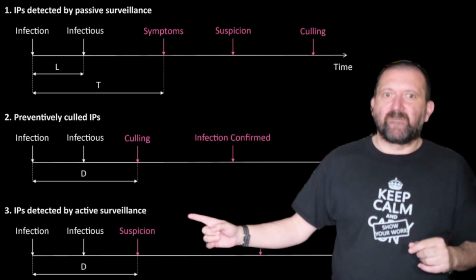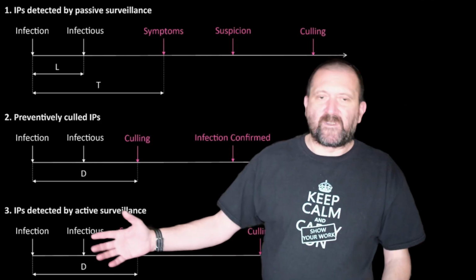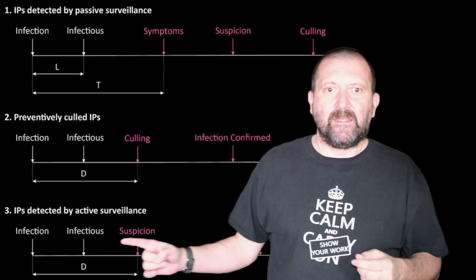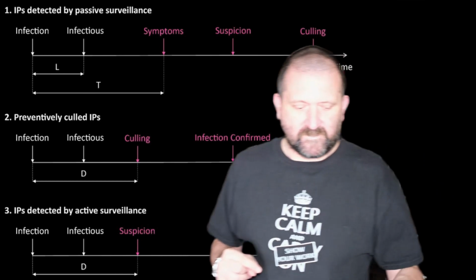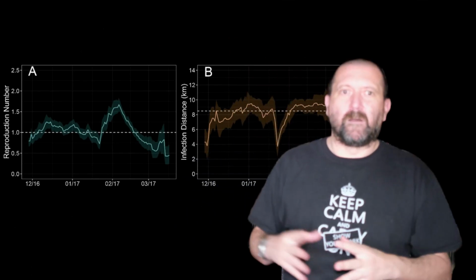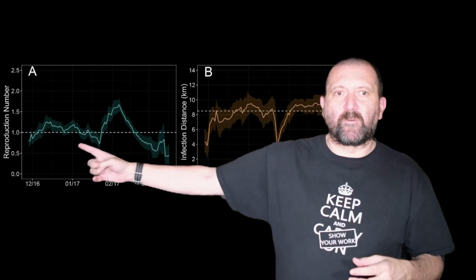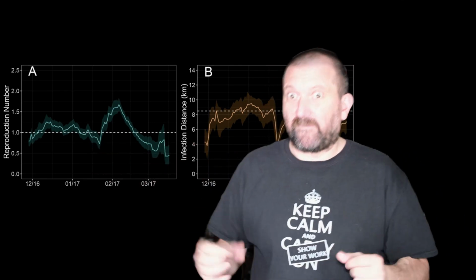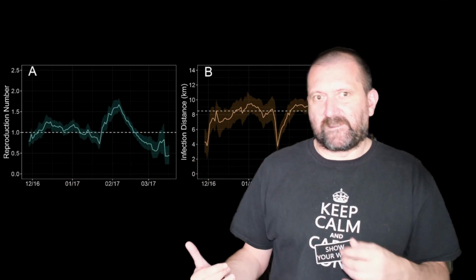And finally, if you have active surveillance, you're somewhere in the middle. You have potentially infection and infectivity arising, but then at some point there's suspicion of infectivity, and you go into culling. So what they do is that they consider the model, and because it's a stochastic model that's based on the data that they have, they're able to compute, for instance, a reproduction number as a function of time. When you're below one, you're expecting the epidemic to essentially go away.